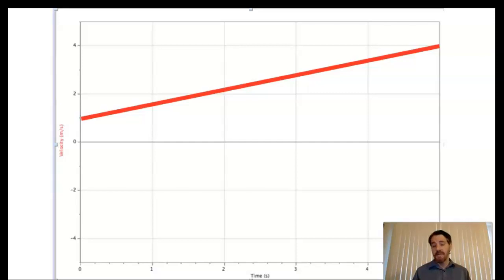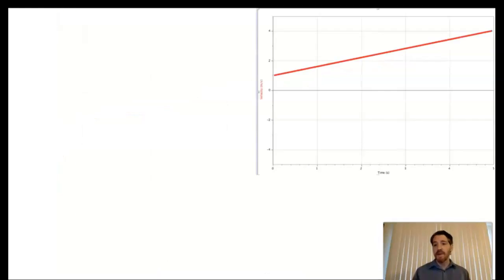But from this graph, I can at least know a little bit about the motion of the object. The object started out moving in a positive direction at a velocity of 1 meter per second, and as time elapsed, the object's velocity became more and more positive. So this is an object moving in a positive direction and accelerating to go faster and faster in that positive direction. From this graph, I could determine a lot of information.